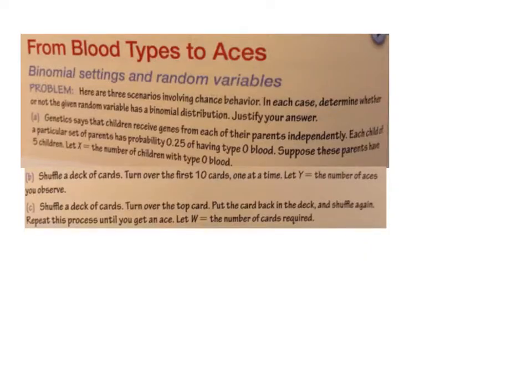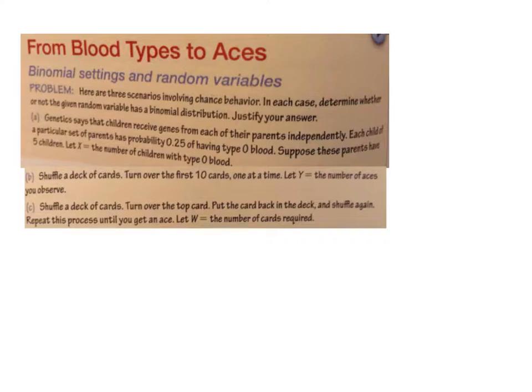Okay, so let's look at 3 quick examples here to determine whether these are binomial random variables or not. The first one here is: genetics says that children receive genes from each of their parents independently. Each child of a particular set of parents has a probability of 0.25 of having blood type O. Suppose these parents have 5 children. Let x equal the number of children with type O blood.